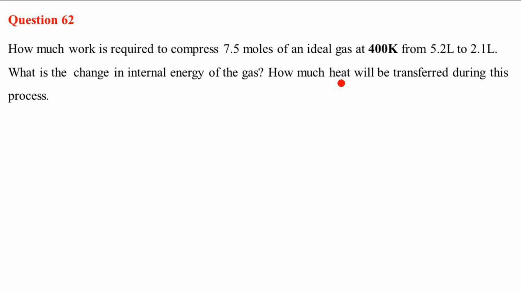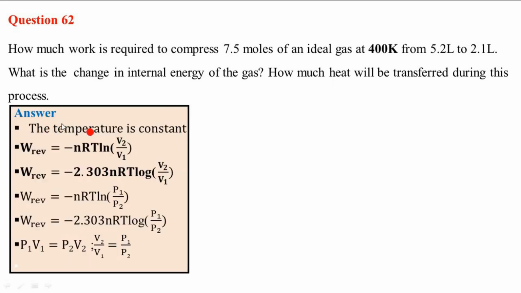Let's see the answer. Here the temperature is constant. We have a constant temperature, 400 Kelvin. The temperature is constant, and here we don't have a constant external pressure. We consider that we have the reversible process, because we don't have the constant external pressure in the question.